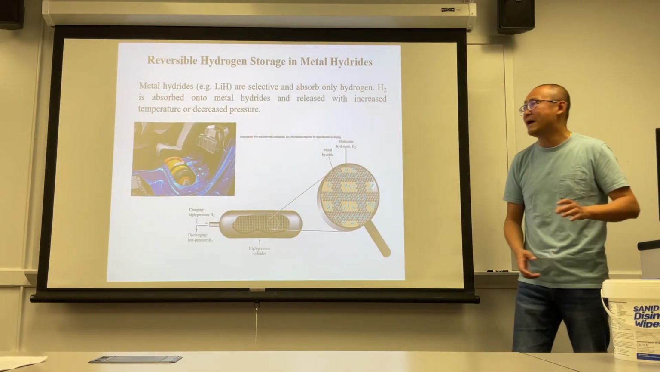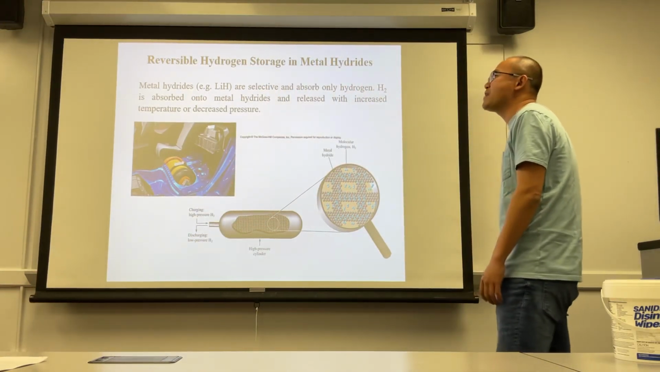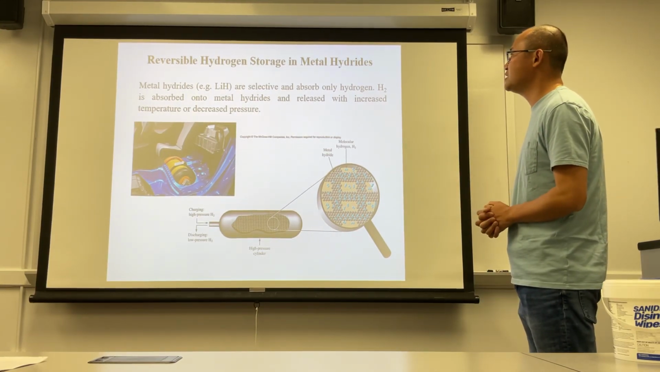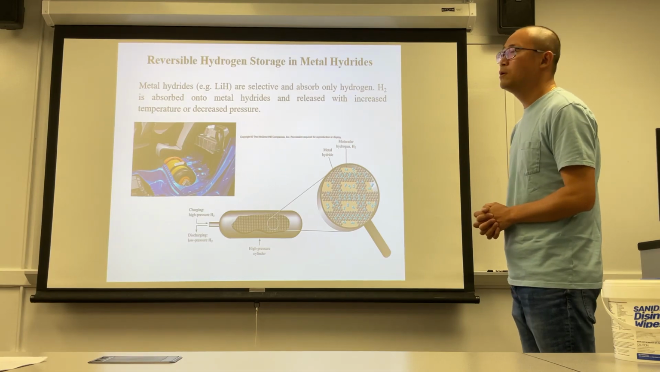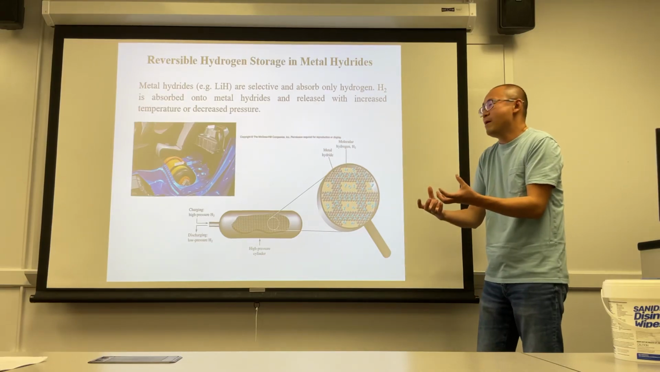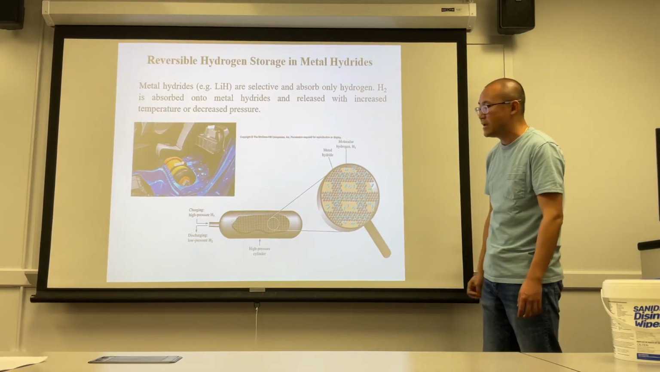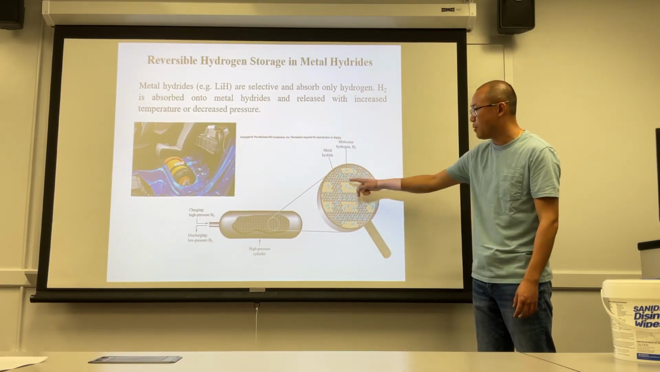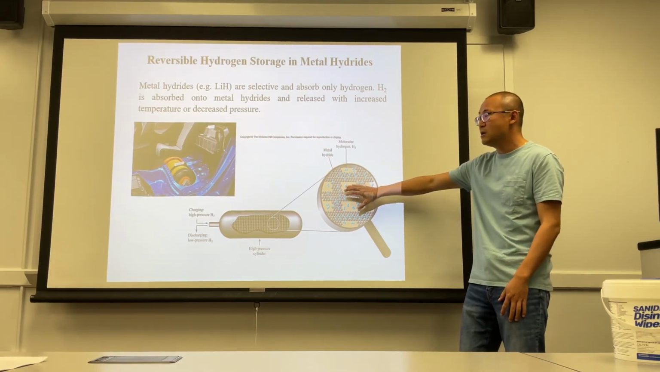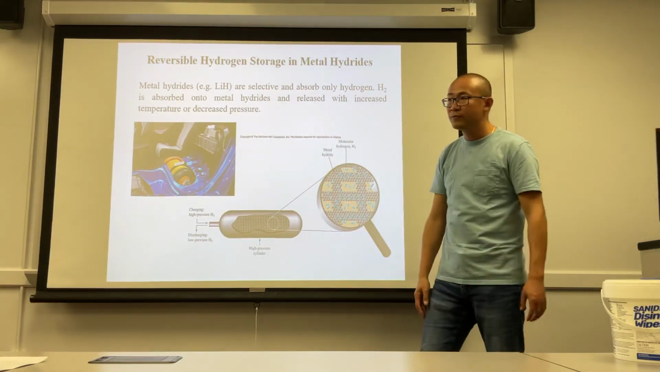One way to do that nowadays, and this is what a hydrogen tank looks like, is to use metal hydrides such as lithium hydride, because these metal hydrides can selectively absorb hydrogen. So they can increase the amount of hydrogen that can be squeezed into a tank. This picture shows what's inside a hydrogen tank. You have a lot of metal hydride particles, and these particles absorb hydrogen temporarily, and when you need it, when the pressure is lowered, the hydrogen can be released for us to use.